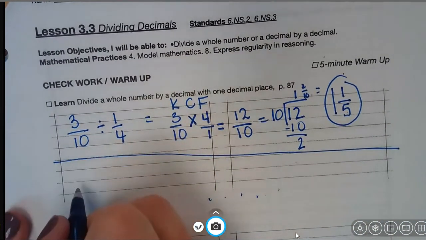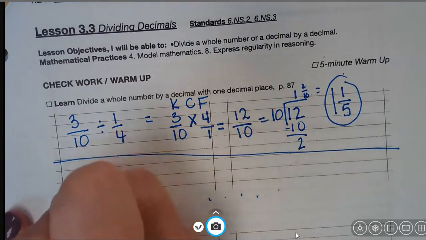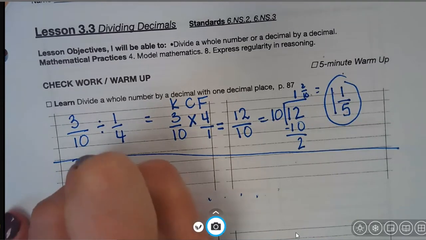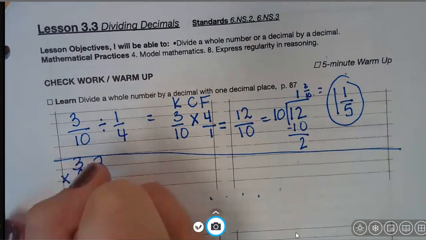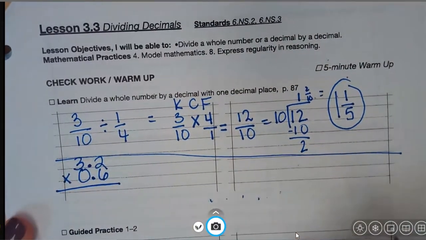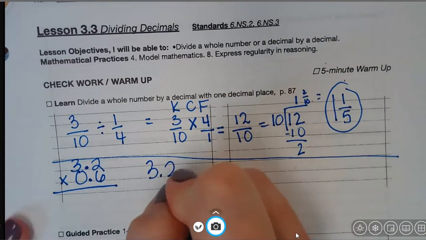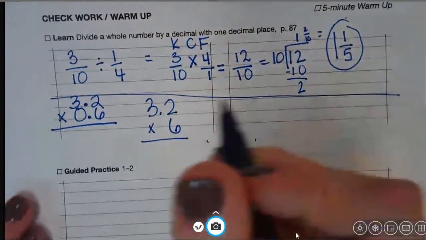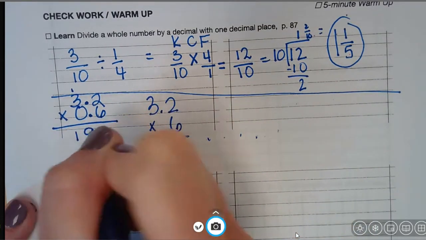For example, if I was going to multiply 3/10 times 6/10, I can do something like that. Remember, in multiplication and division, I do not have to line up the decimal points. So if I had 3 2/10 times 6 instead of 6/10, I could do that. So 6 times 2 is 12. 6 times 3 is 18, plus 1 is 19.